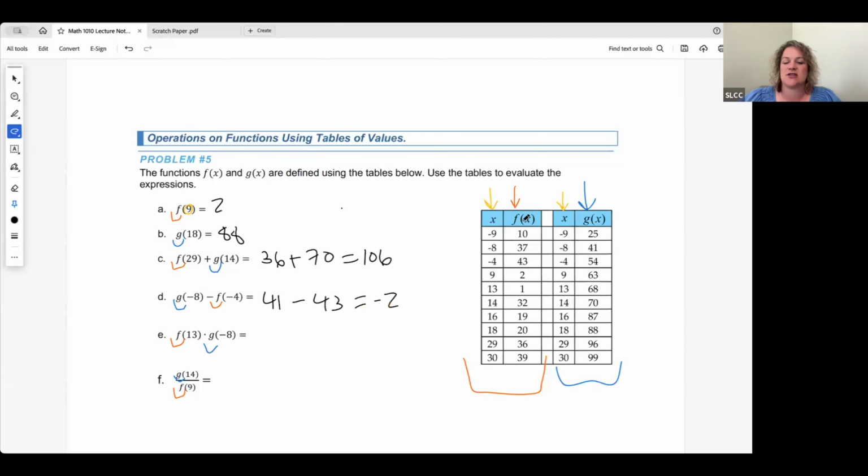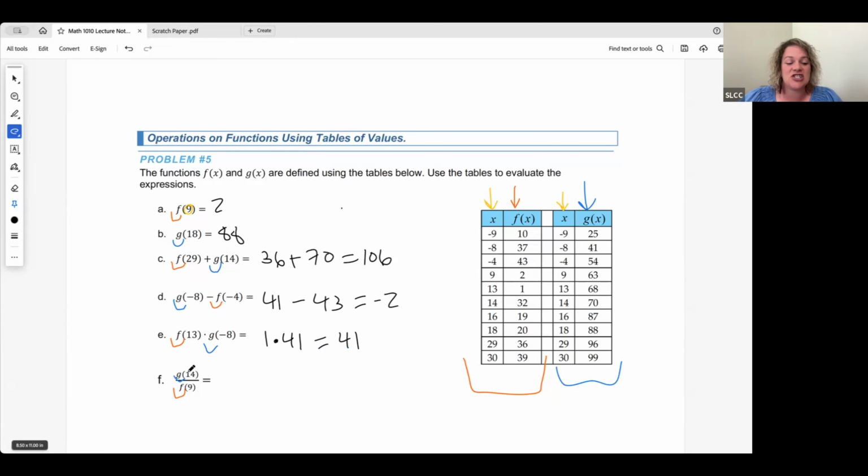F of 13, so F of 13 is 1 times G of negative 8. So G of negative 8, which is 41. 1 times 41 is 41. So you can see it's not that crazy unless you don't know what table you're looking at and what part you're looking at. So a little highlighting might be helpful, or just try to organize that in your mind.